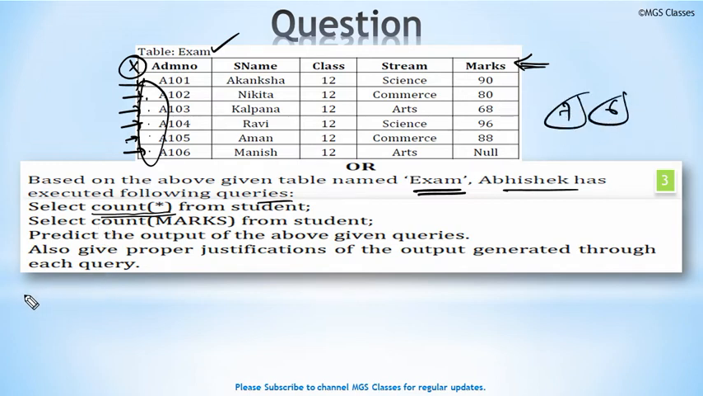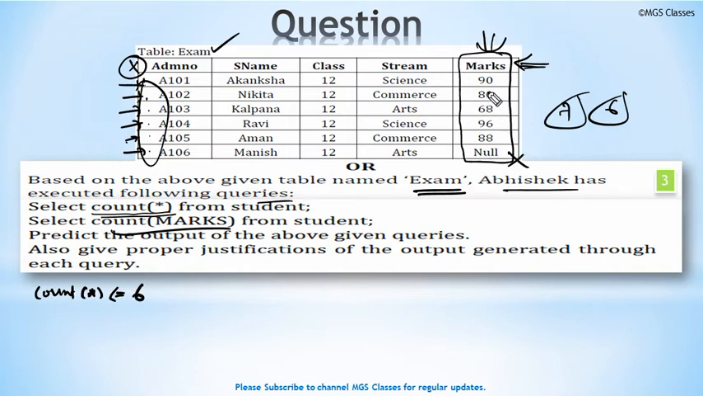So count star from students output will be what? Count star function will return the number of rows, and its output is 6. And the select count marks. Count marks will apply only on this particular column. So in the marks column, it will count the non-null values, meaning null will not be counted, other values will be counted. So 1 2 3 4 5. So count marks function will return the output as 5.